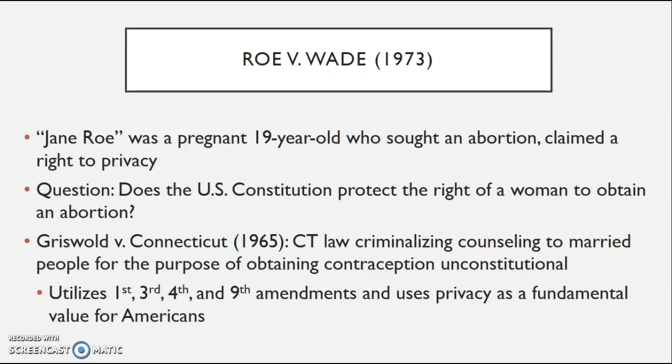But if you go back 8 years earlier, Connecticut actually had a law that criminalized counseling to married people for the sole purpose of obtaining contraception. And that law is going to be declared unconstitutional. And what's so important is that this is going to create the framework for Roe v. Wade to come through. And it's going to utilize several amendments here.